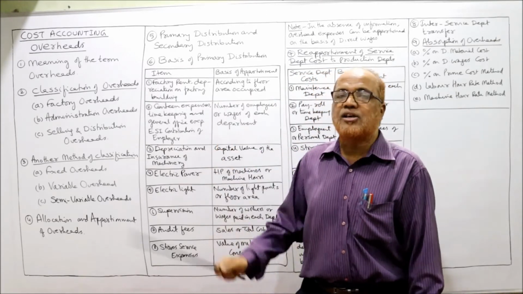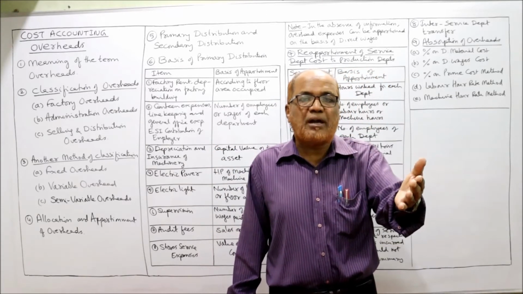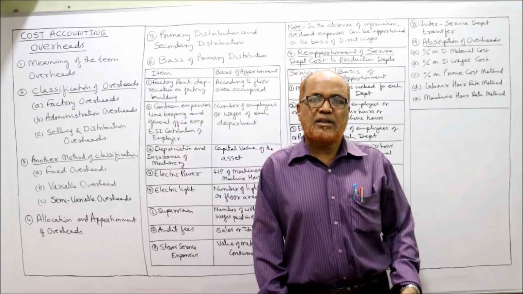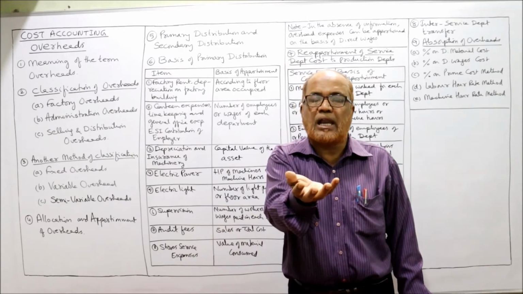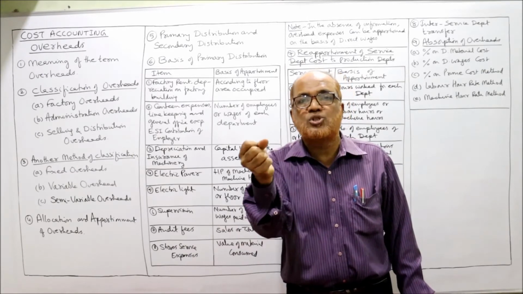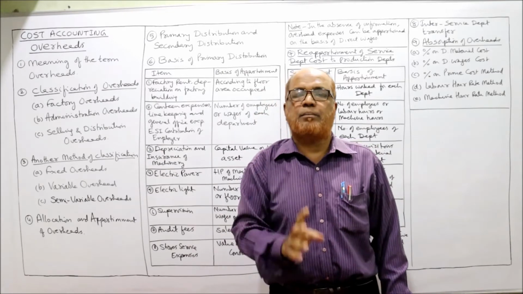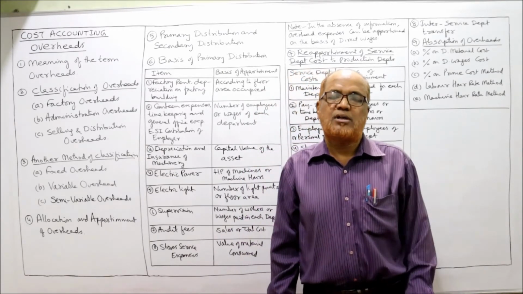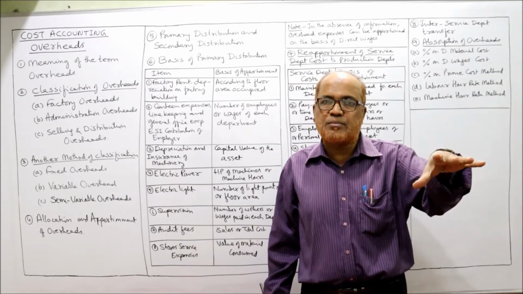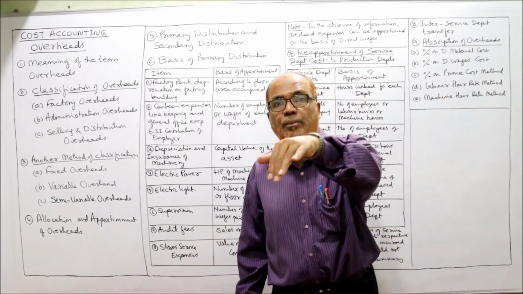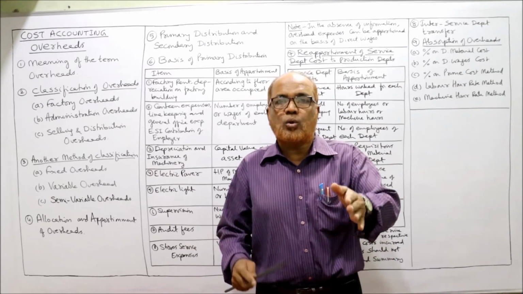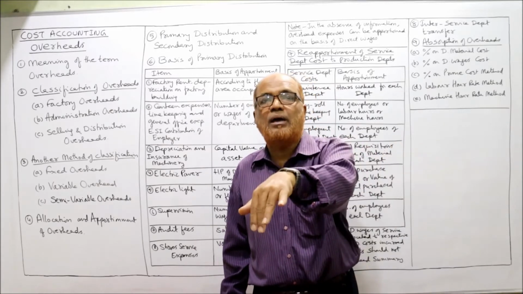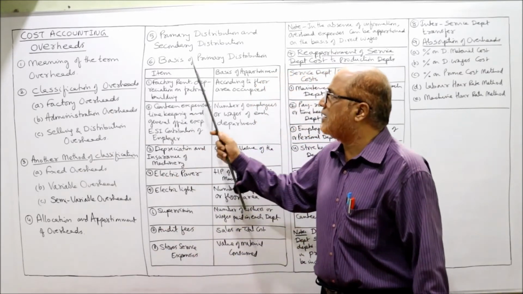Then what do you mean by secondary distribution? Reapportionment of service department overheads back to production department. The service department overhead total ultimately should be absorbed by production department, because ultimately goods are produced in production department. So whatever expenditure incurred in service department, that has to be reapportioned back to production department. The total of D and E department will be reversed back to ABC department. That is called secondary distribution.